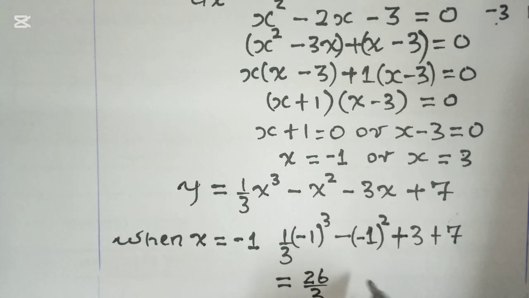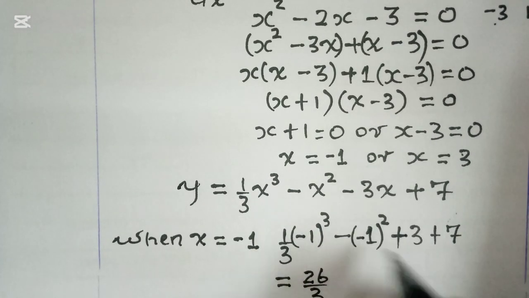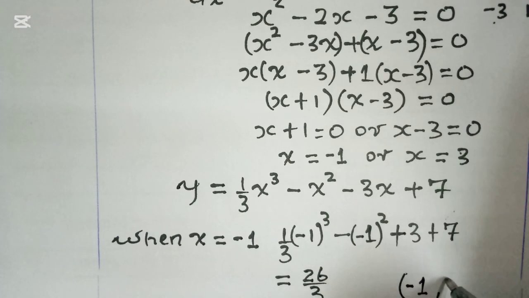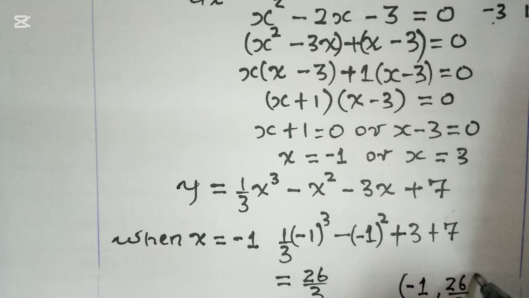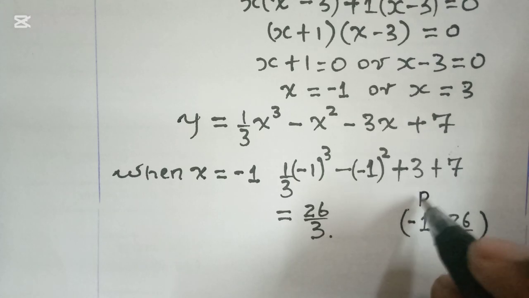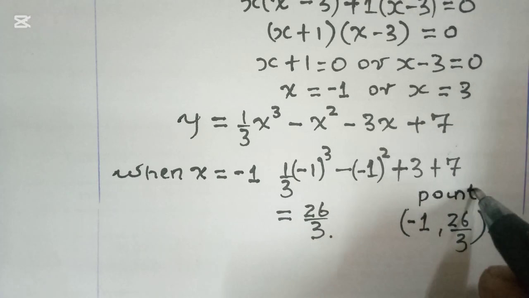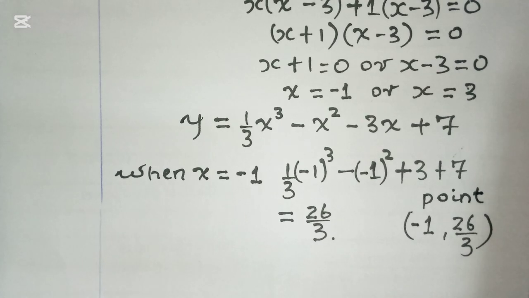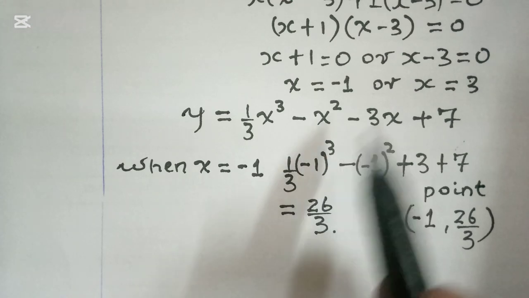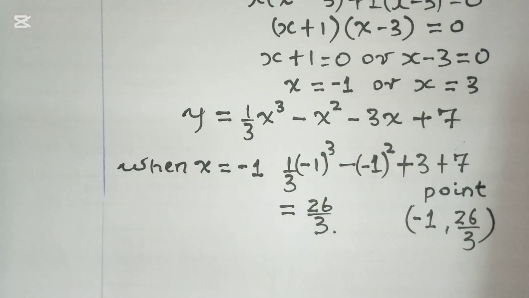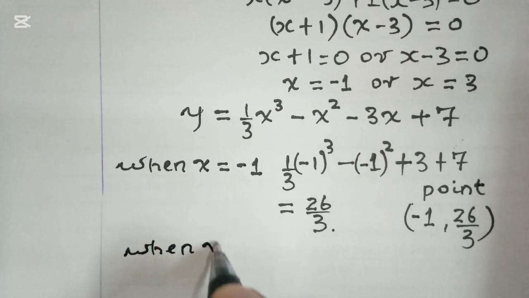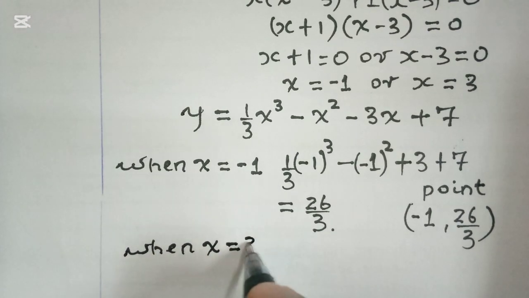So our point, that is the stationary point, is going to be (-1, 26/3). That is one of our points, guys. Let me write it like that, the stationary point. Let's now look for the other point, when our x is equal to 3.